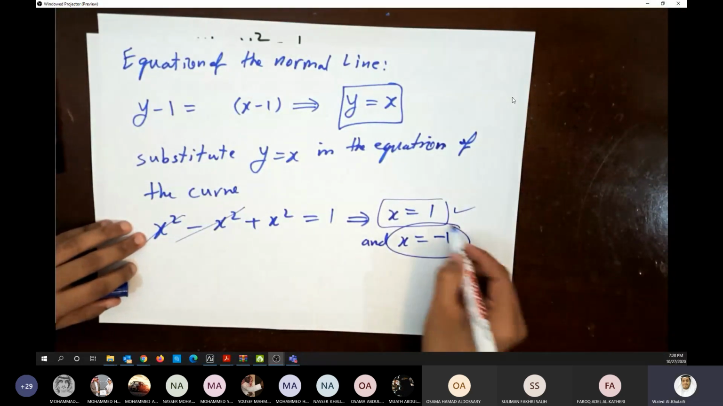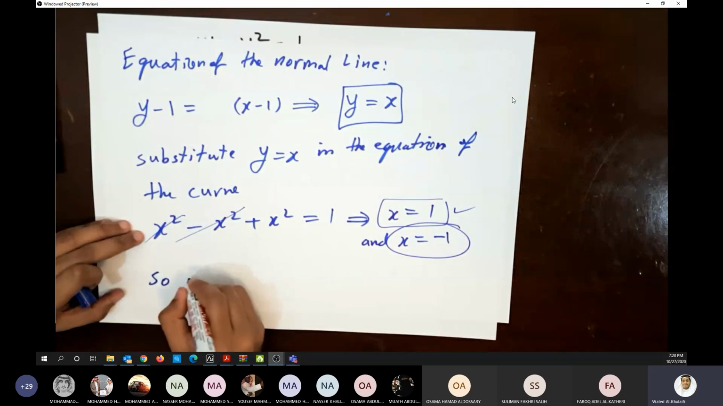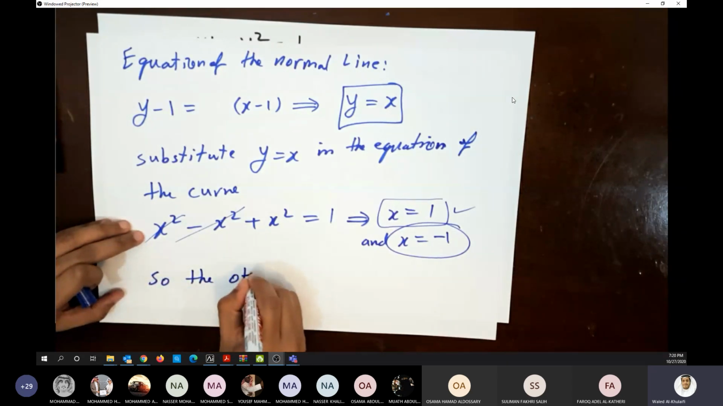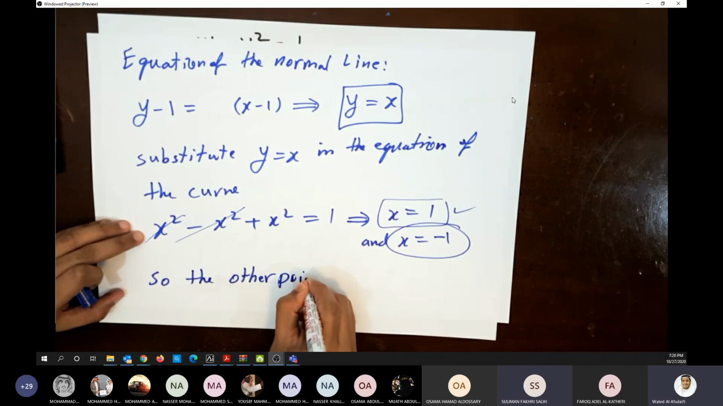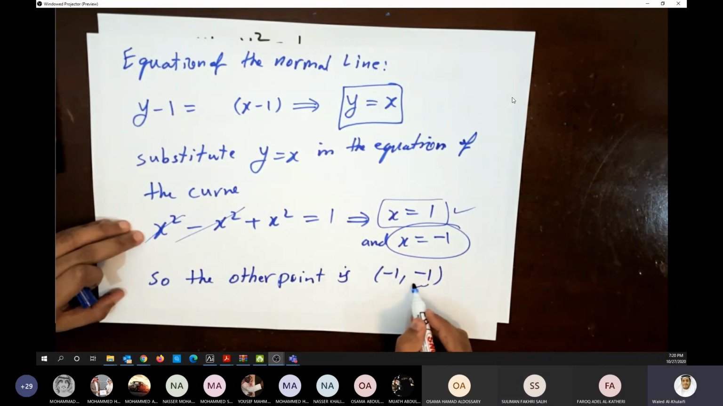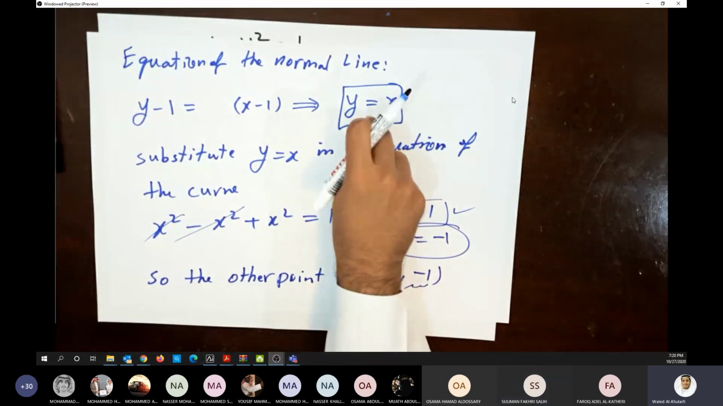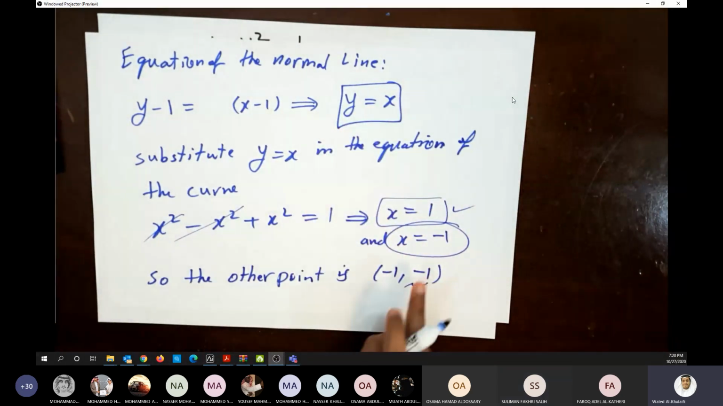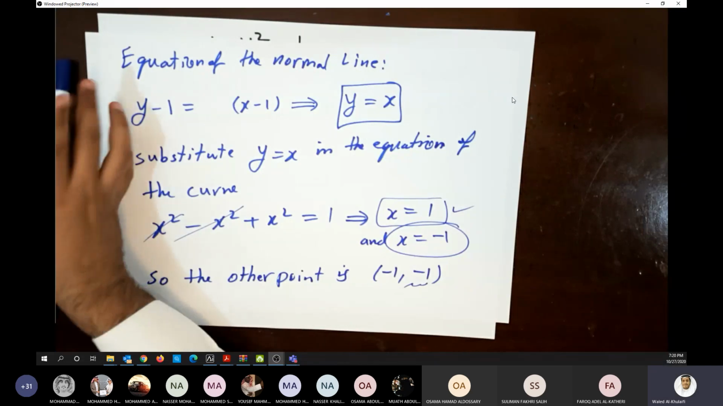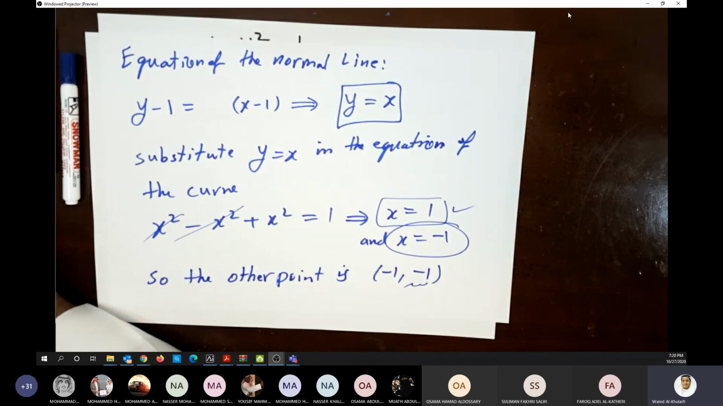Now the new one. Okay, so the other point is (-1, -1). The other y is negative 1, since y equal x. That's why you have it this way. I hope this is clear for the normal line part.